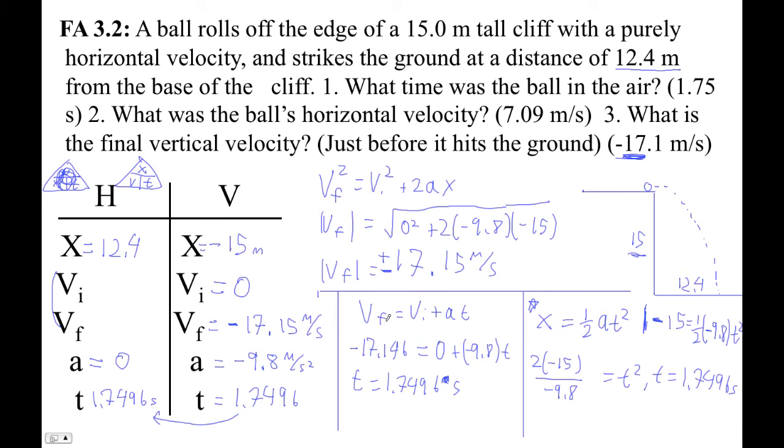Where do I have any room anywhere? I don't have any room anywhere, so I'm just going to write it right here. So 12.4 over 1.7496. So I'm just dividing this by this, right? 12.4 divided by the answer is 7.087.